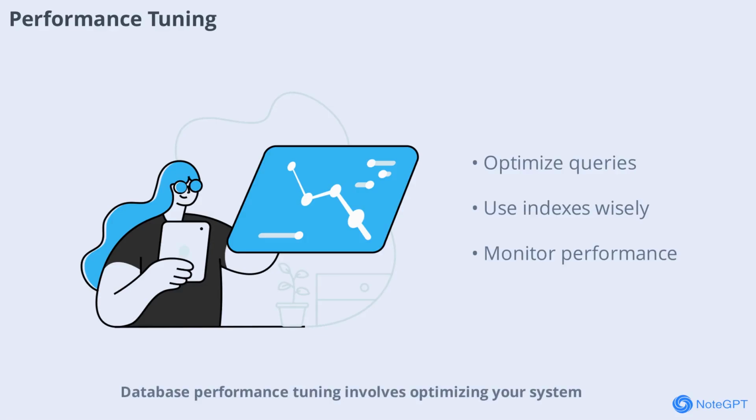Database performance tuning involves optimizing your system to handle queries efficiently and respond quickly. This can include indexing, query optimization, and hardware upgrades. Monitoring tools help identify bottlenecks and areas for improvement. Keeping your database well-tuned ensures a better user experience and supports business growth. In the next scene, we'll explore the role of database administrators and their responsibilities.